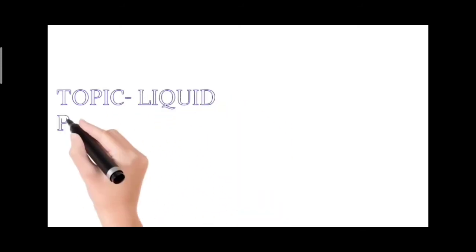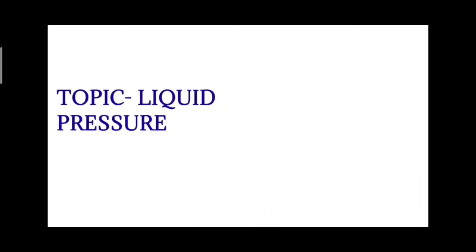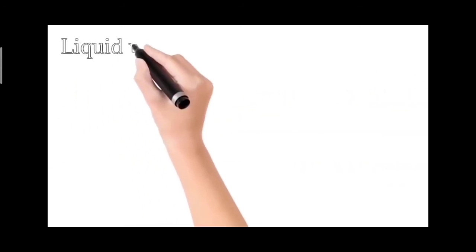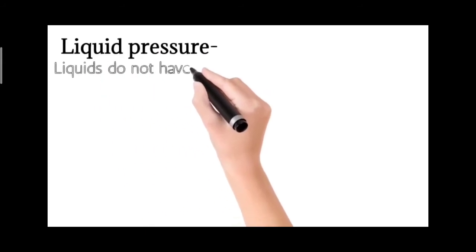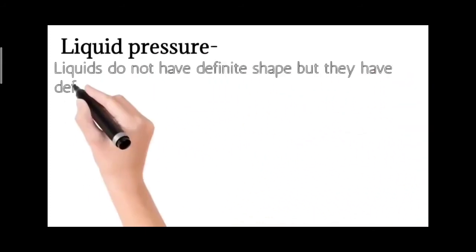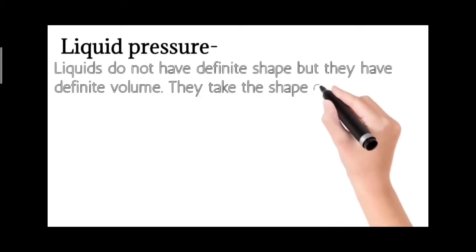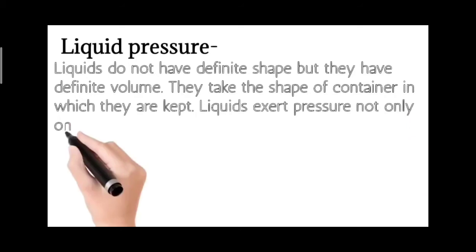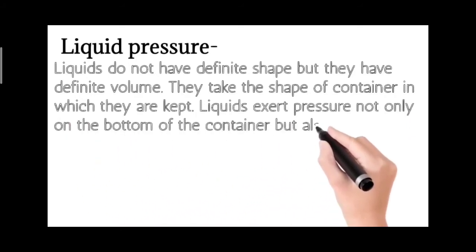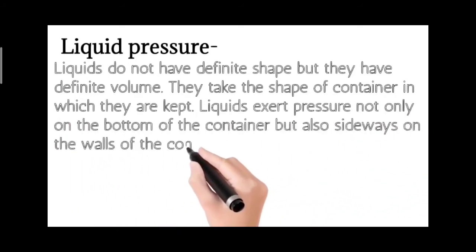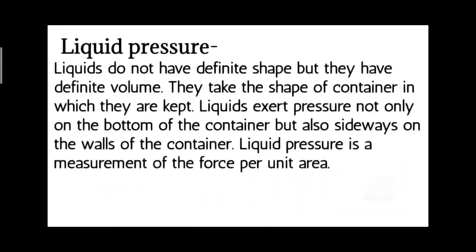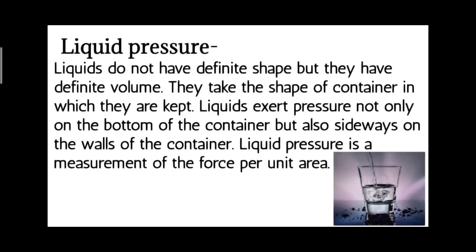Today's topic is liquid pressure. As we know, liquids do not have definite shape but they have definite volume. They take the shape of the container in which they are kept. Liquids exert pressure not only on the bottom of the container but also sideways on the walls of the container. Liquid pressure is a measurement of the force per unit area.